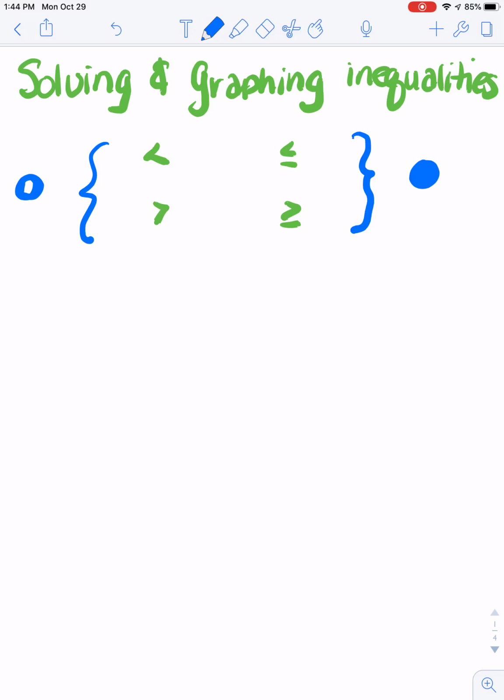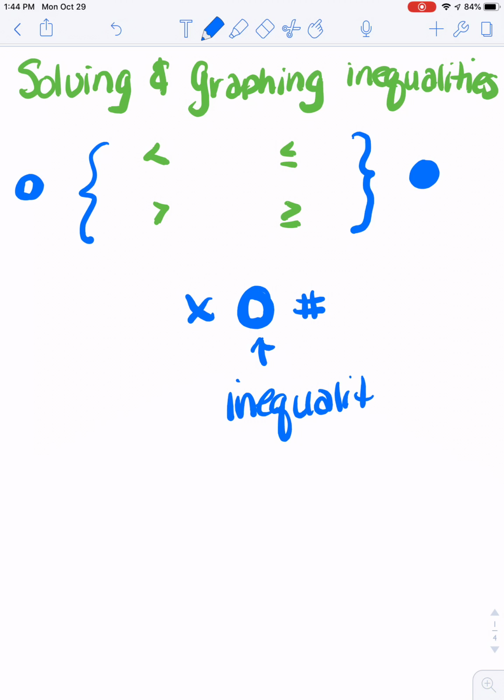So we have to make sure, just like we did before, that we get x on one side, a number on the other, and then whatever our inequality is, it's going to be in this spot. So let's just go over graphing some basic ones.